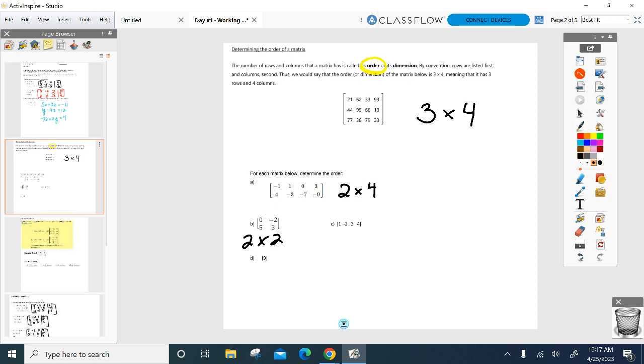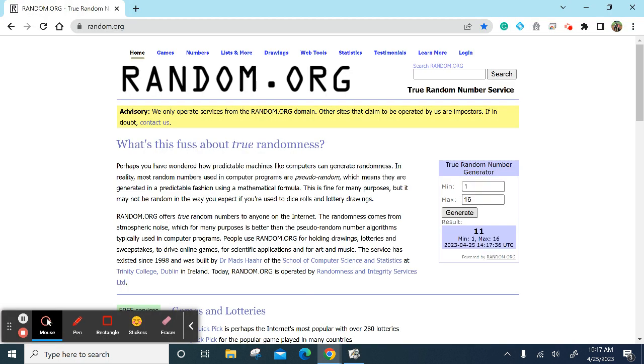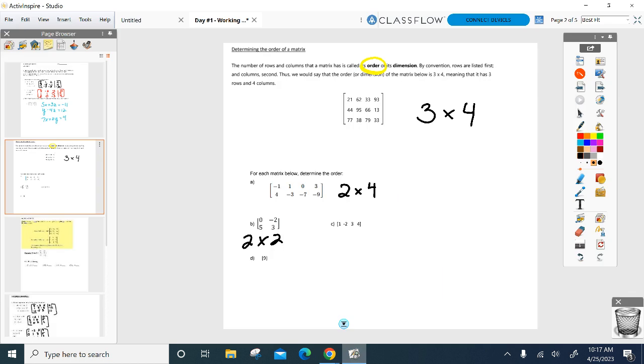Now look, I know C looks totally different than anything I've shown you today. Follow the rule. How many rows by how many columns? 1 by 4. 1 row, 4 columns. Good.